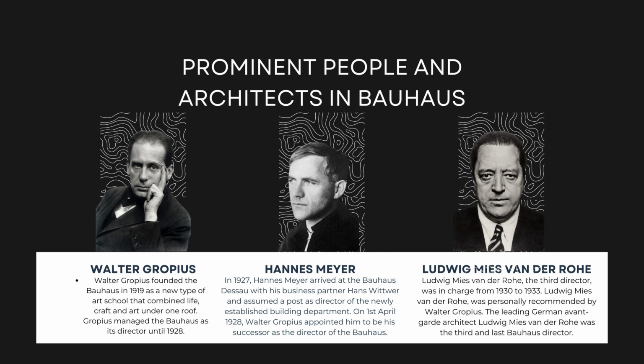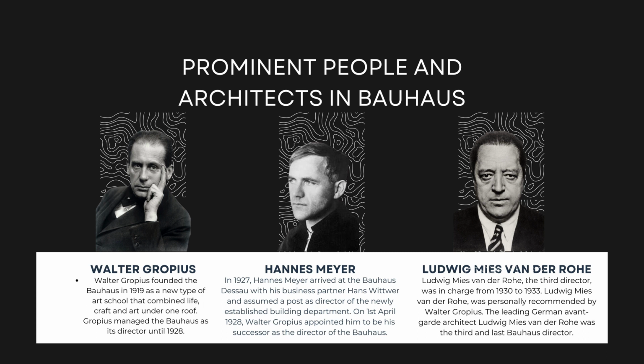Sumunod naman ay si Hannes Meyer. In 1927, Hannes Meyer arrived at the Bauhaus Dessau with his business partner Hans Wittwer and assumed a post as director of the newly established building department. On 1st April 1928, Walter Gropius appointed him to be his successor as the director of the Bauhaus.